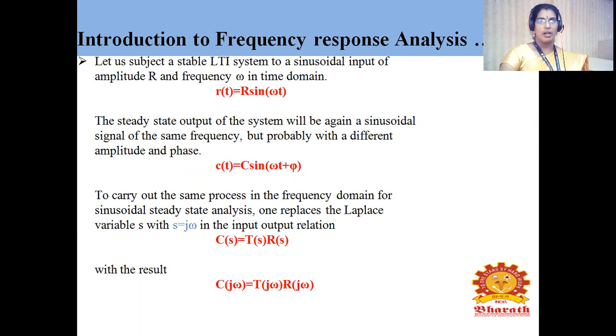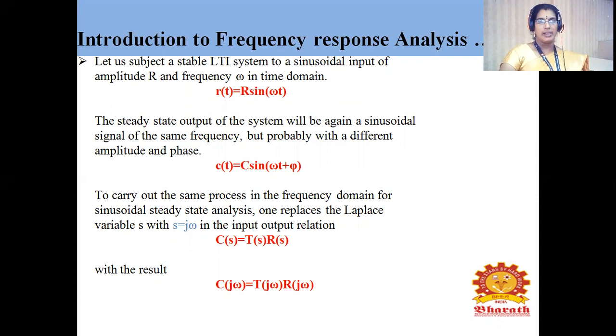Here the steady state output of the system will be again a sinusoidal signal of the same frequency, but probably with a different amplitude and phase. So r(t) in the previous equation we have written for input. Now we are going to write the equation for output. Output is nothing but c(t), which is equal to C sin(omega t plus phi). So to carry out the same process in frequency domain for a sinusoidal steady state analysis, we will be replacing s is equal to j omega.